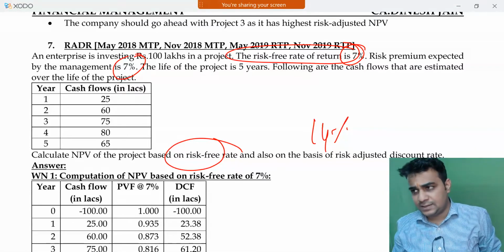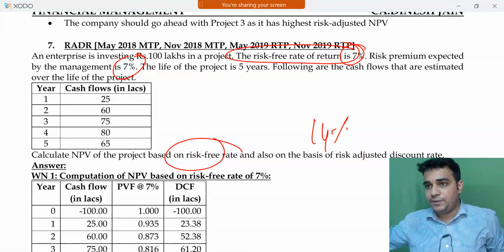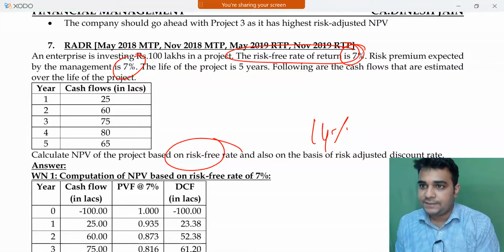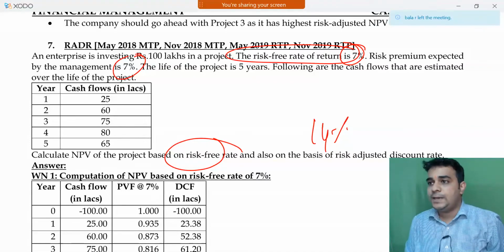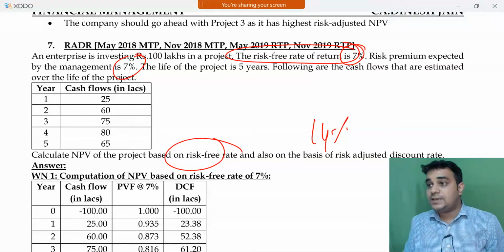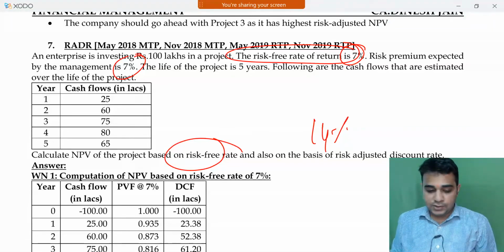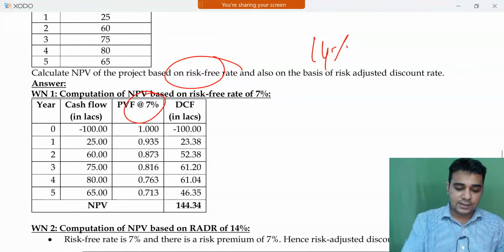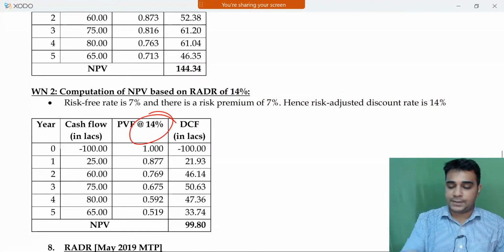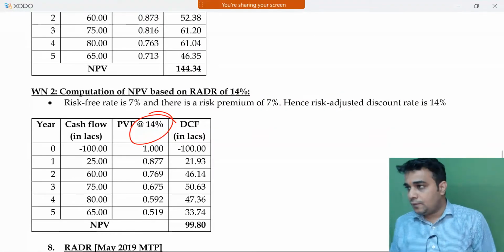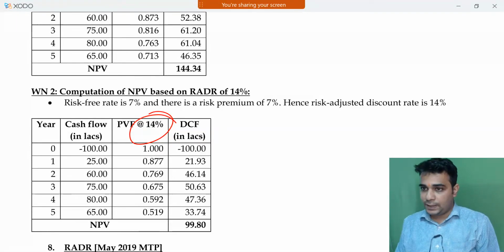You will follow the same approach: year, cash flow, PVF, DCF. The NPV will obviously change. 7% will give a higher NPV. 14% will give a lower NPV because you are increasing the discount rate. So this is discounted at 7%, then you are discounting it at 14%. 7 plus another 7, 14% is the discount rate.